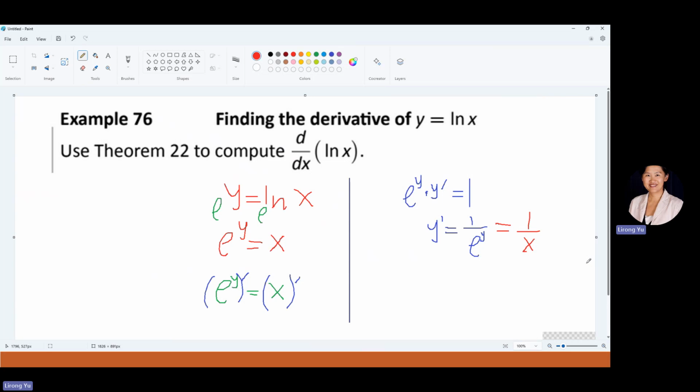And this is something that we keep mentioning and haven't had a proof for. Any questions?